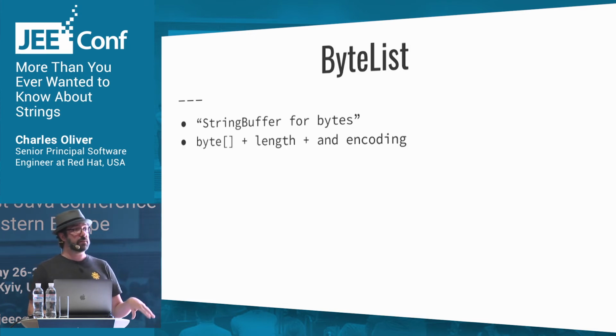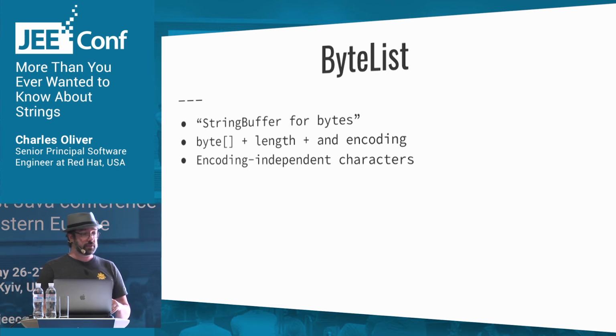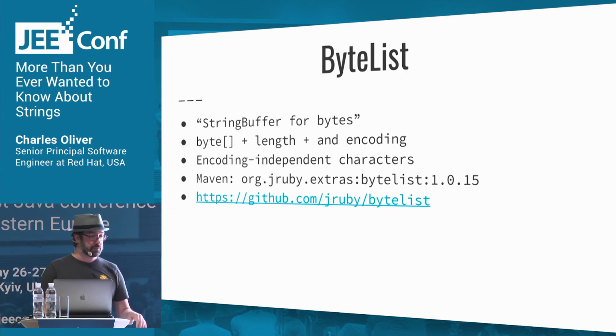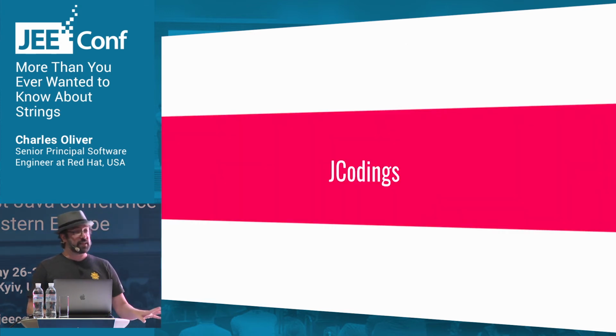We have a byte array, a length, and an encoding. So we can also deal with encoding independent characters, do all of this logic that I talked about with one string has its own encoding and another string has its own encoding, all as part of byte list. So it's a representation of bytes plus an encoding, and it hides all of the difficulties for you. Here's the places where you can go get this if you want to try it. All right, so that's byte list. That's just kind of our utility class for representing a growable array of bytes.